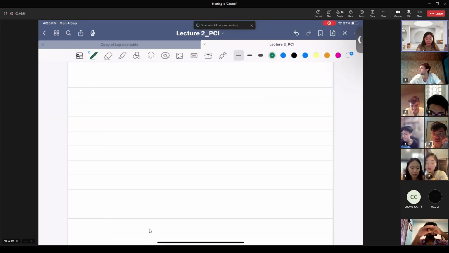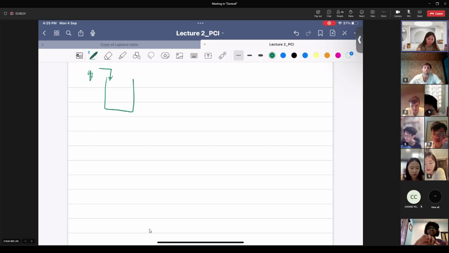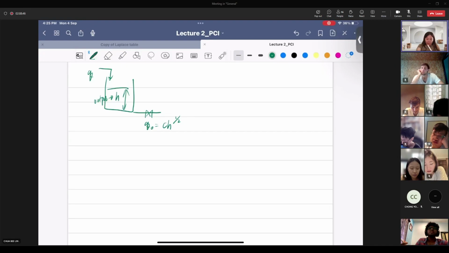So let me finish this linearization. This is the tank we have. The flow going in is Q. The flow exiting through the valve has a resistance to flow, so this Q naught is given by the equation C h to the power of 1 over 2. The parameter we want to study, the output, is h. We have derived the equation of mass balance, and we checked that the parameter h is not to the power of 1. Then we have to use the Taylor series expansion.